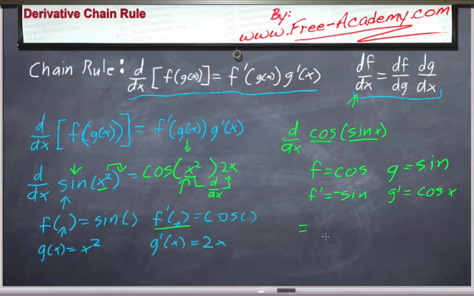So to find this derivative, you do df/dg, which is negative sine of g of x, which is equal to sine of x. And this will be multiplied by dg with respect to x, which is cosine of x. The idea behind this formulation is that if you were to cancel these two dg's, then you would get df/dx equals df over dx. So that's the evolution of that equation.